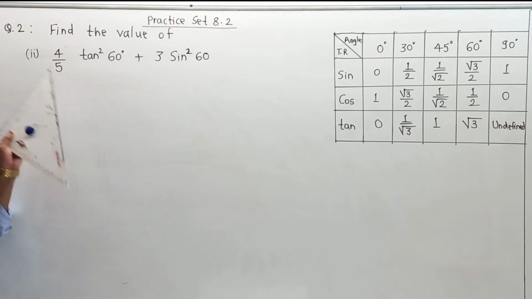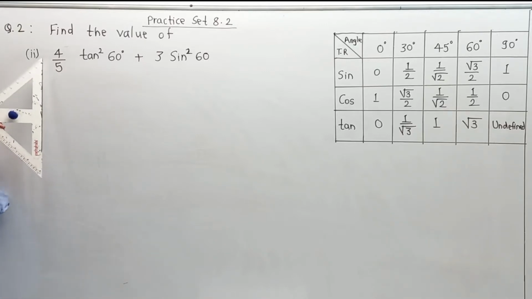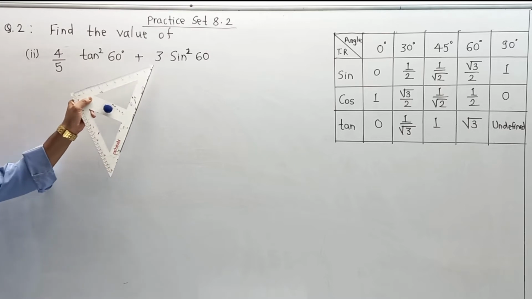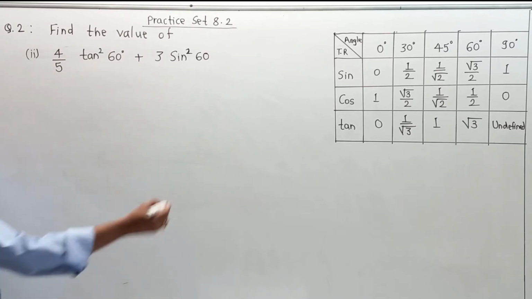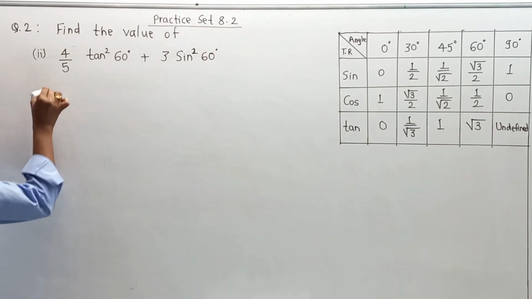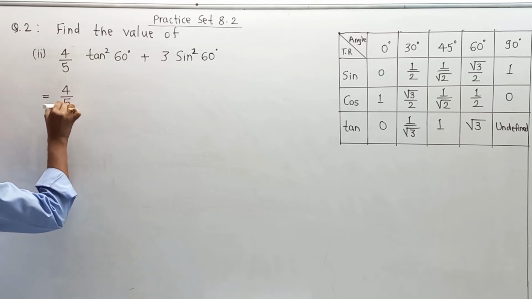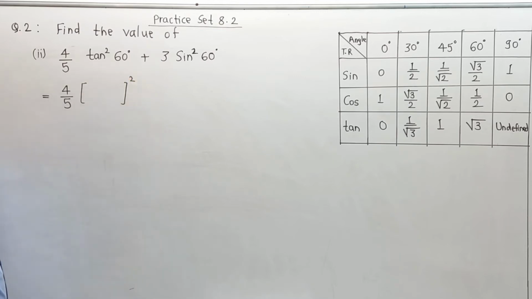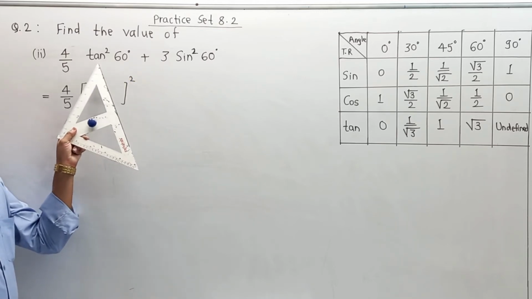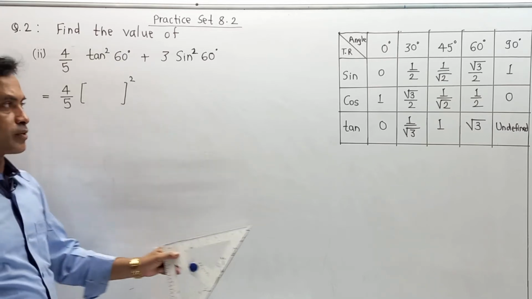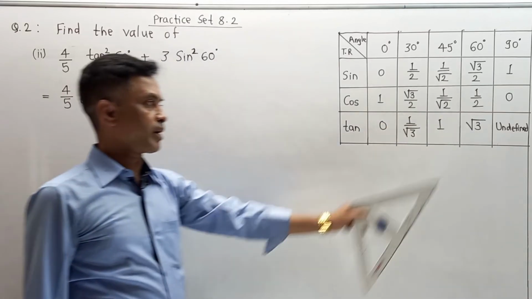Now moving to the second numerical of part (b). The question is 4 upon 5 tan square 60 plus 3 sin square 60 degree. This is the second numerical in front of us. Now solving it. First of all, 4 upon 5 tan square 60. It is in the form of a square, so I am writing it as a square. Tan square 60 is the square of tan 60.